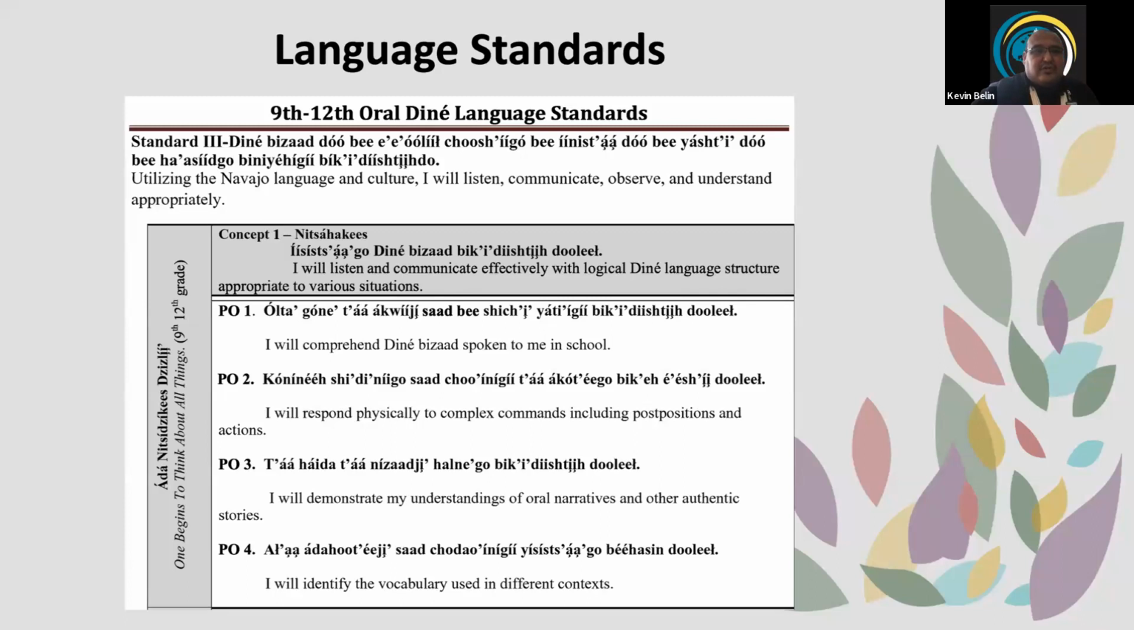So again, this is just showing you those standards and how we can and do implement them throughout our school community without even having to document it per se. But again, we are doing this throughout the community.